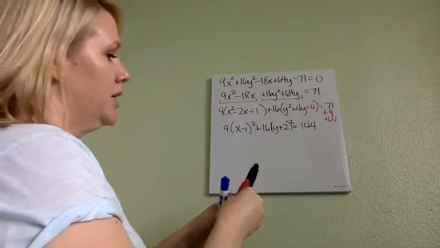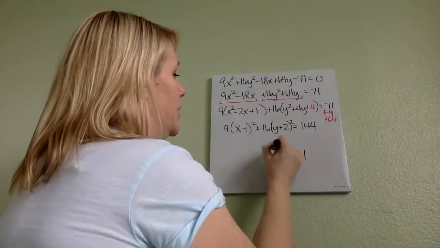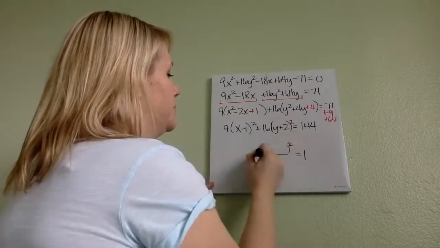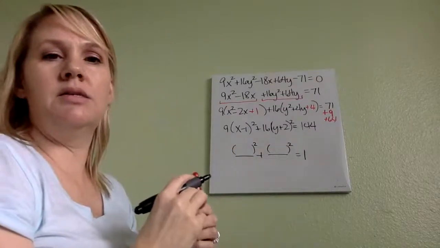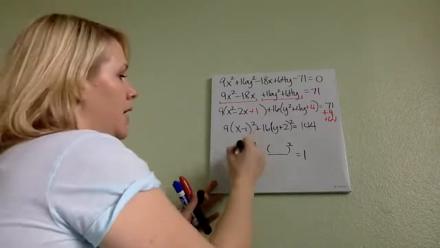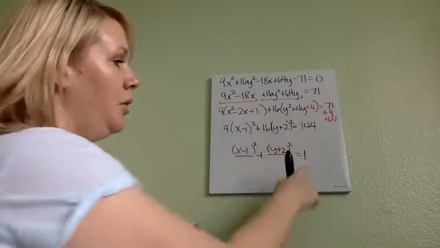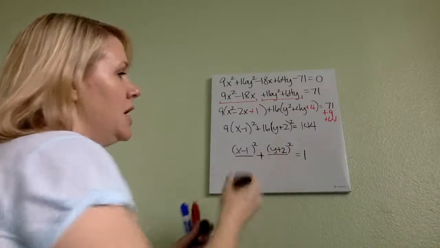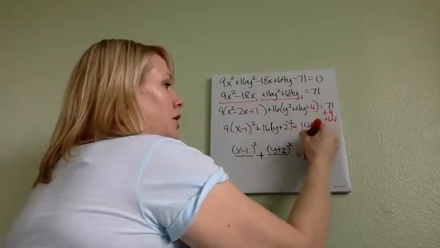So we need it to equal 1, right? We want this sort of a picture. That's what the standard form of an ellipse looks like. This would be y plus 2 right here. And we want it to equal 1. Sorry, that's a plus in the middle. And so in order to get it equal to 1, I'm going to divide everything by 144.